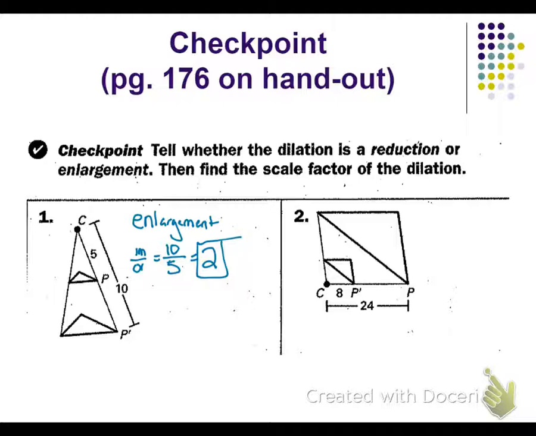After that one, we're going to look at this one over here. You see your original is CP. Your image is CP prime. Is this an enlargement or a reduction? Reduction. It's a reduction because it's getting smaller.